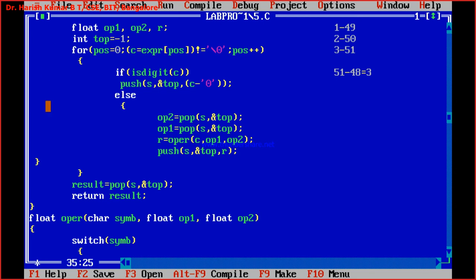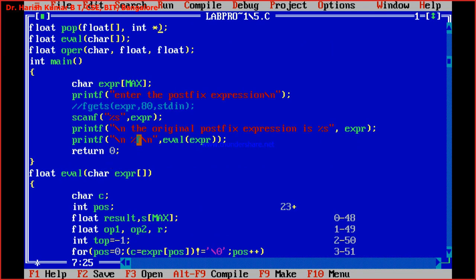The moment the control is out of this for loop, this is the closing for else and this is the closing for the for loop, you pop the data which is available on top of the stack and make it the result. That gets returned. This result goes to the main program, and here you are printing %f, the result of the evaluation of the given postfix expression. We have declared result as float, hence the format specifier used here is float. People, understood?